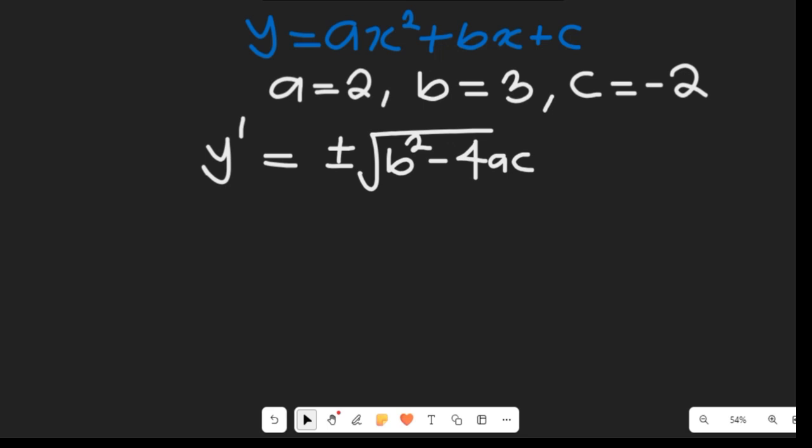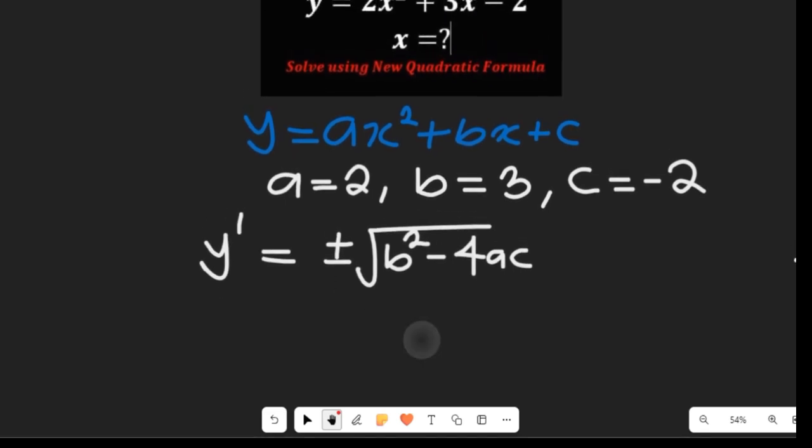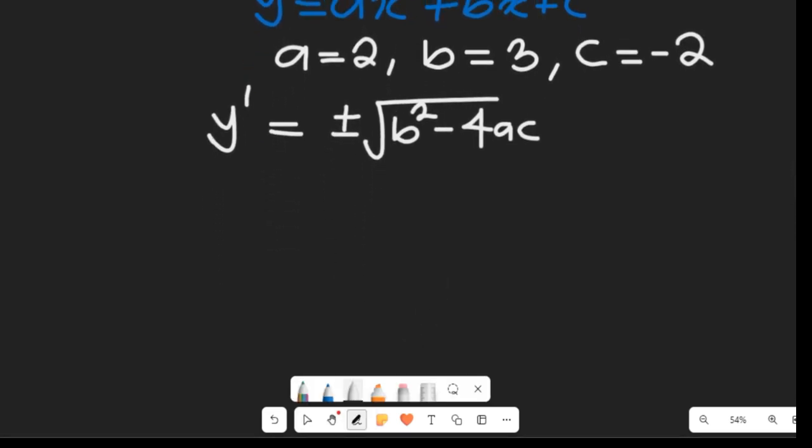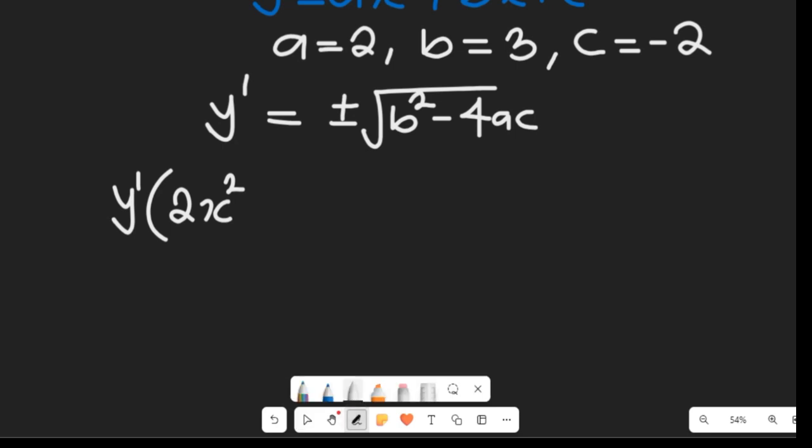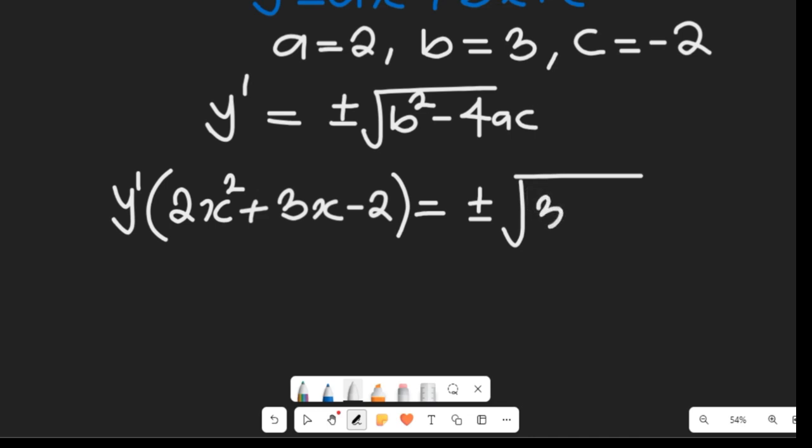So if I take the differentiation of the right hand side, I'm going to have the differentiation of this, 2x squared plus 3x minus 2, right? And this will be equal to plus or minus the square root of b squared, which is 3 squared, minus 4 multiplied by 2 multiplied by negative 2, which is c.